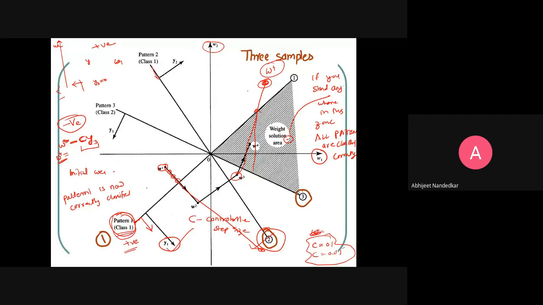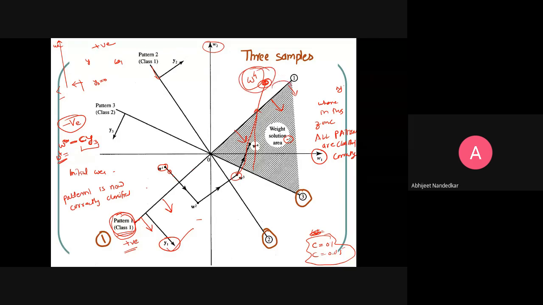Can you see which pattern is not classified correctly if I stand here? Suppose my final weight is here. Are all patterns classified correctly? How to check? Again, go to the basic thing. What is y1 saying? y1 is saying go this side. You are not on this side of the line, so y1 itself is not classified.